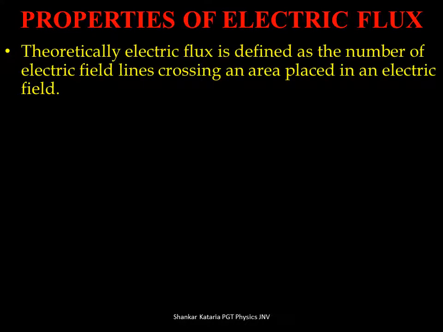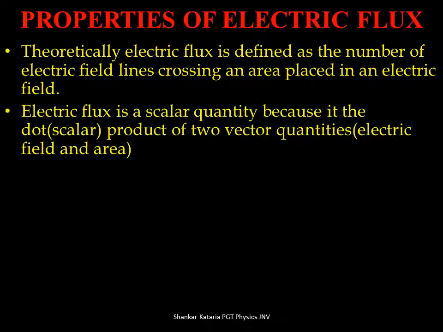Next, we would see some properties of electric flux. The first one is, theoretically, electric flux is defined as the number of electric field lines crossing an area placed in an electric field. But since these are imaginary lines, we cannot actually measure electric flux through this definition. Therefore, we need to measure the electric flux by a formula, phi is equal to E dot A. As the electric flux is the scalar product or dot product of two vector quantities, it is a scalar quantity.